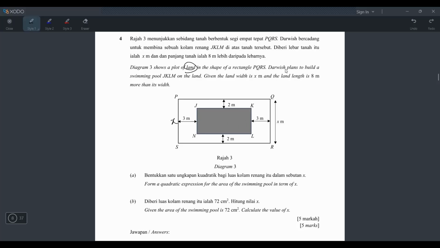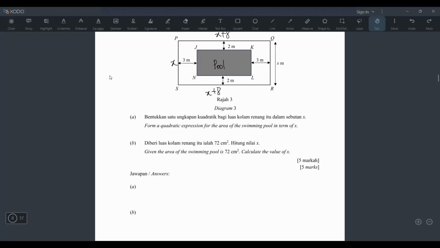Okay, it's okay. Darwish plans to build a swimming pool JKLM on the land. So this is a pool. And given the land width is X meter. So I'm sure it's talking about this width. Width is lebar. And the land length is 8 meter more than the width. So it will be X plus 8 here, here also X plus 8, because they say the length of the land is 8 meter more than the width X. So X plus 8, X plus 8. So far, this is my information.